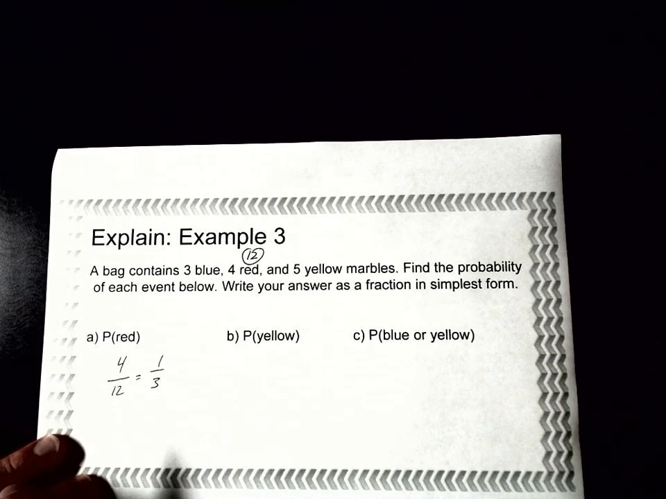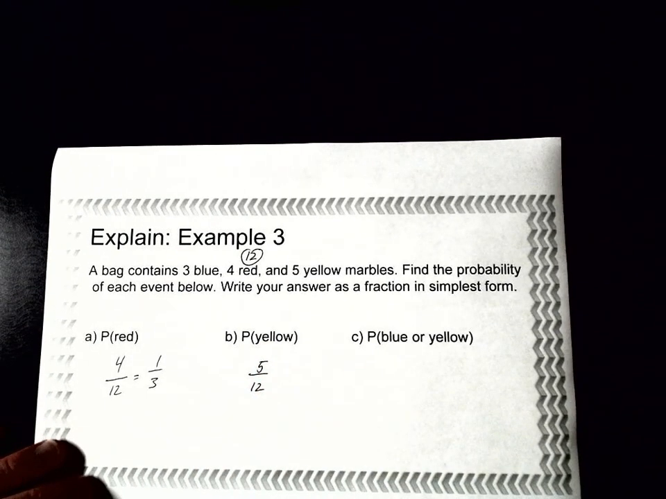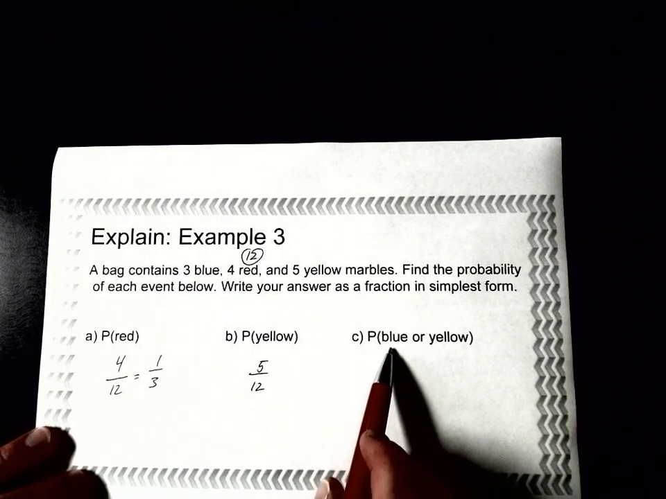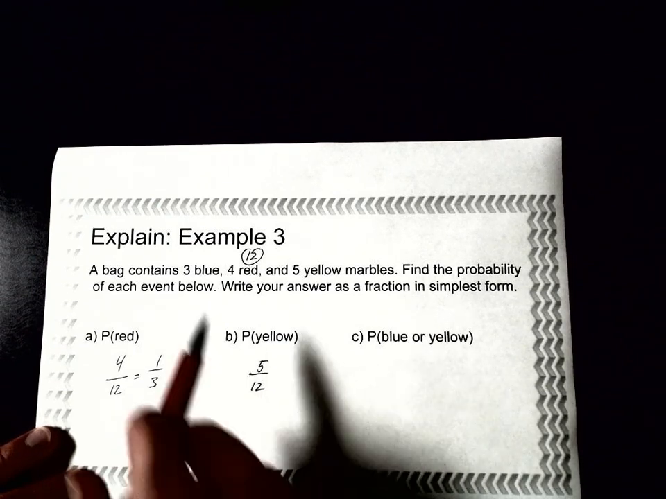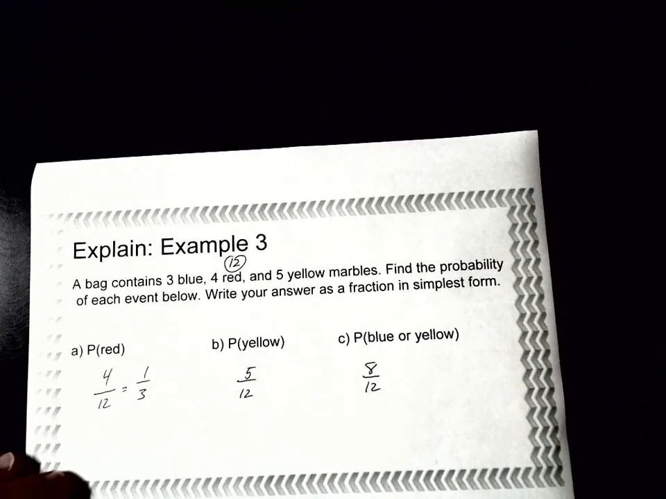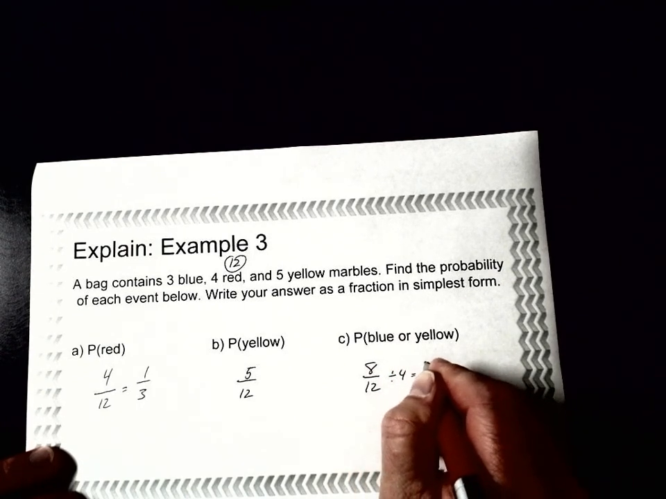Okay, part B. Probability to land on a yellow. Well, there's 5 yellows out of 12. That cannot be reduced, so that's the final answer. Part C, you choose a blue or a yellow marble. So I have 3 blues, 5 yellows, that's a total of 8 over 12 again. And that can reduce by dividing by 4, which is 2/3. Okay, keep in mind theoretical probability is what should happen.